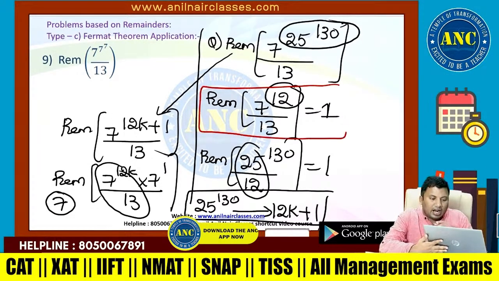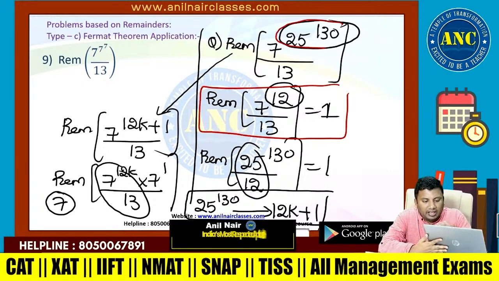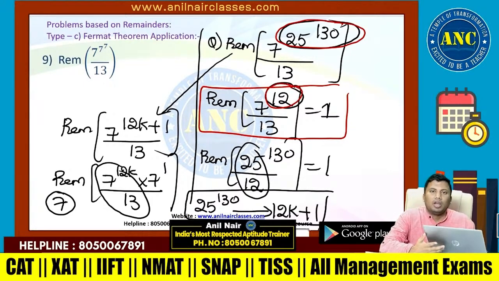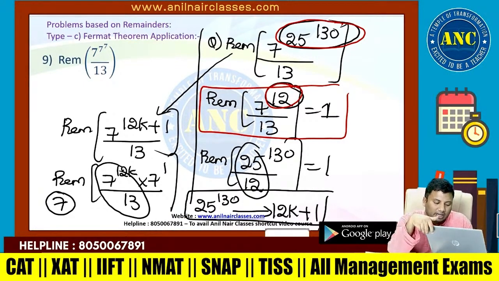The entire concept lies in dividing this number with this number. 25 power 130 divided by 12: 12 twos are 24, remainder is 1. So 25 power 130 when divided by 12 gives a remainder 1. 7 power 12k plus 1. 7 power 12k by 13 gives 1. 7 by 13 is 7.